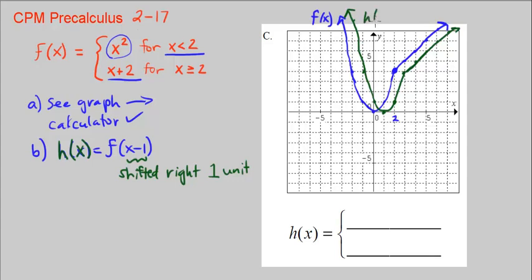Okay, so in green is h of x. So we graphed it, we shifted 1 unit to the right, and we graphed it. Alright, so let's go to part C.